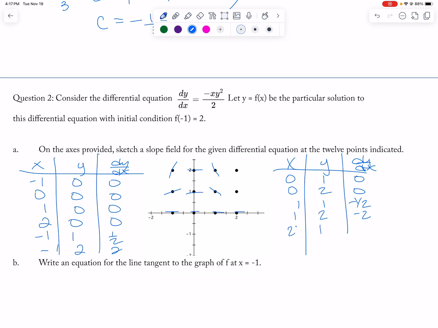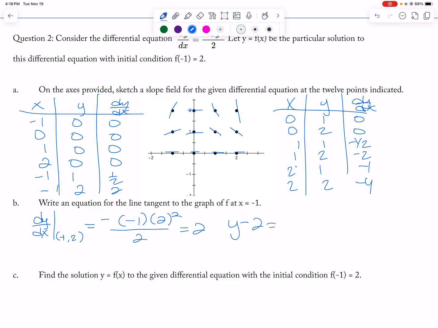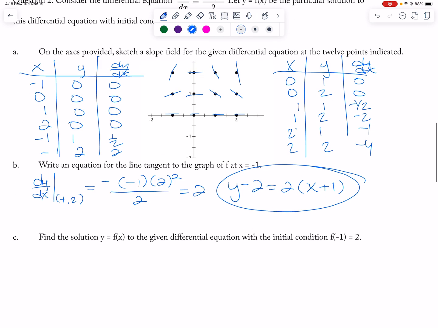2, 1 is going to give me negative 1. And then 2, 2 will give me negative 4. Write the equation of the tangent line. So I have dy/dx, and I want this at negative 1, 2. So I have negative of negative 1 times 2 squared over 2, which gives me 2. So y minus 2 is equal to 2 times x plus 1.